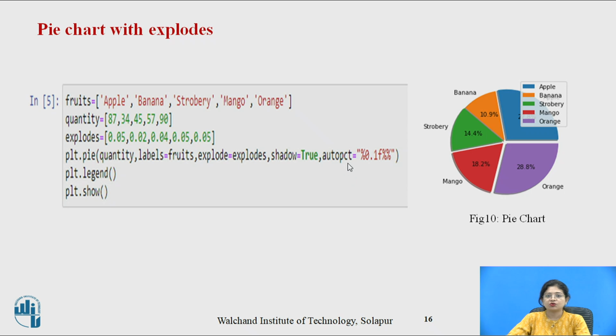Now, what is autopct? Autopct shows a one-decimal float, that means here the decimal value is 10.9. So, only one floating value is shown here. Then plt.legend. So, here all legends are shown. So, this is the pie chart.